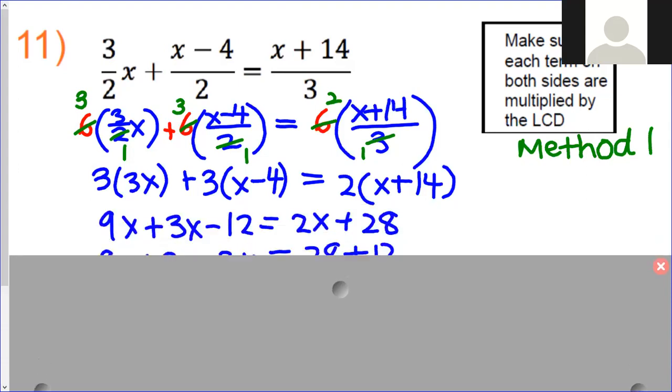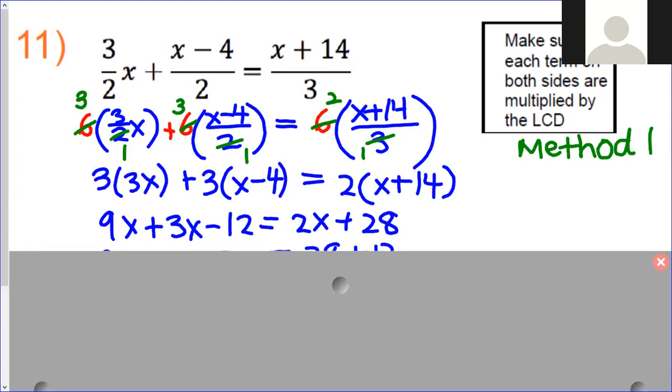So now we apply the distributive property. Notice I'm not asking you to write out the steps anymore. I'm confident that you've practiced distributive property enough so you can do it in your head. 3 times 3x is 9x. 3 times x is 3x. 3 times -4 is -12. 2 times x is 2x. 2 times 14 is +28.